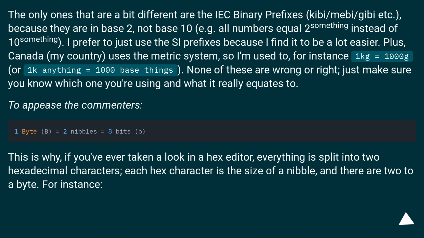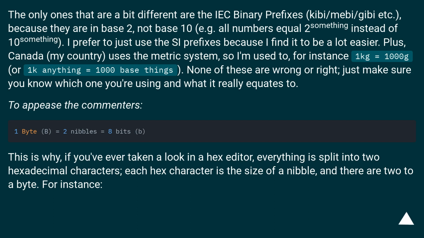The only ones that are a bit different are the IEC binary prefixes, kibi, mebi, gibi etc., because they are in base 2, not base 10. For example, all numbers equal 2 to something instead of 10 to something. I prefer to just use the SI prefixes because I find it to be a lot easier. Plus, Canada, my country, uses the metric system, so I'm used to, for instance, 1 kilogram equals 1000 grams, or 1k anything equals 1000 base things. None of these are wrong or right, just make sure you know which one you're using and what it really equates to. To appease the commenters.